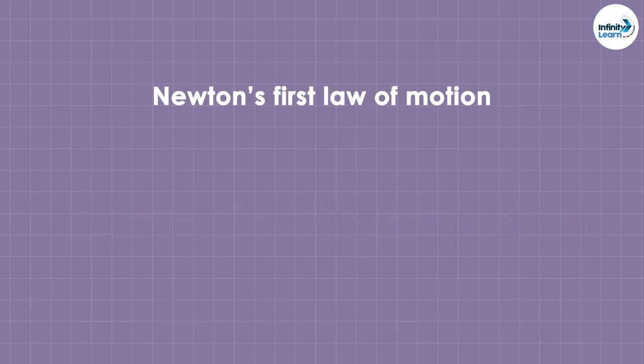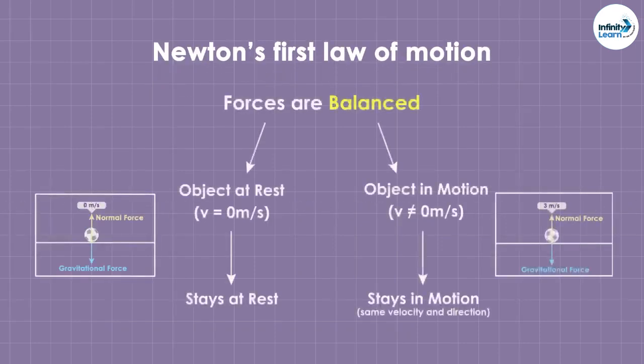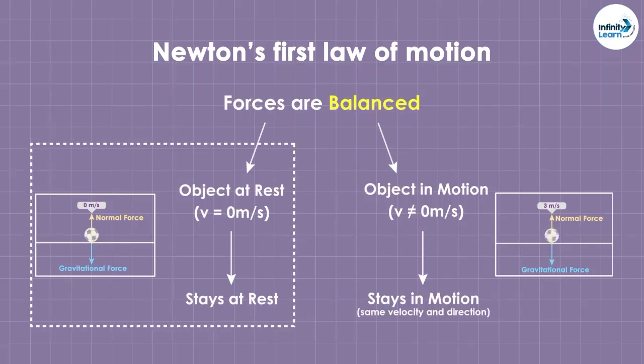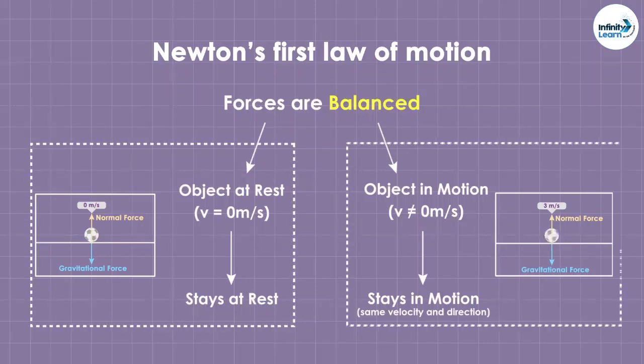Do you remember understanding the first law of motion with a simple diagram? If the forces are balanced, the acceleration will be zero. In the first case, the object will continue to remain at rest, and in the second, the object will continue to stay in motion at the same velocity and in the same direction. Don't forget, these two cases will remain true only if the forces are balanced. Only if the net force is zero.